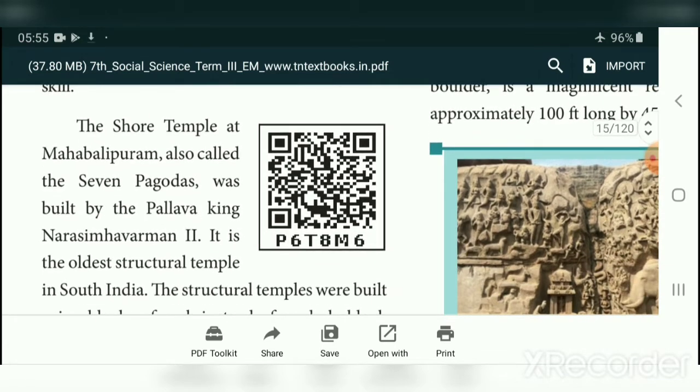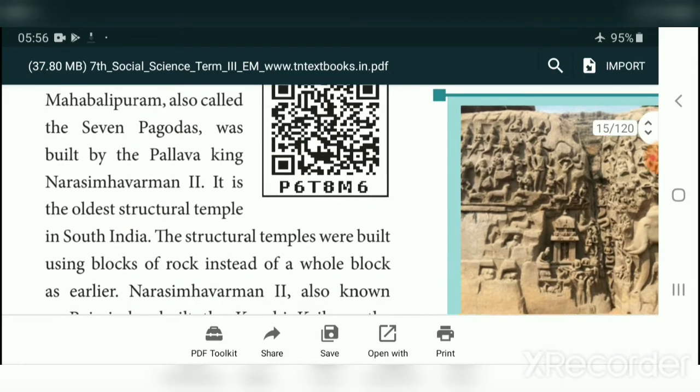The Shore Temple at Mahabalipuram is also called the Seven Pagodas, Seven Kovil, Seven Temples. Pagodas means seven temples. It was built by the Pallava king Narasimhavarman II. Note this one. Nowadays we can see this Shore Temple in Mahabalipuram. It is otherwise called the Seven Pagodas. Seven Pagodas means seven temples built by the great Pallava king Narasimhavarman II.